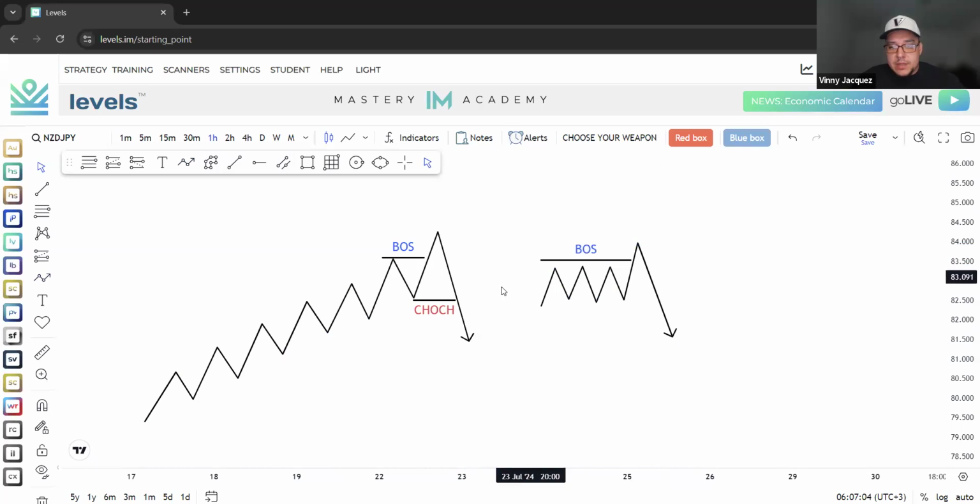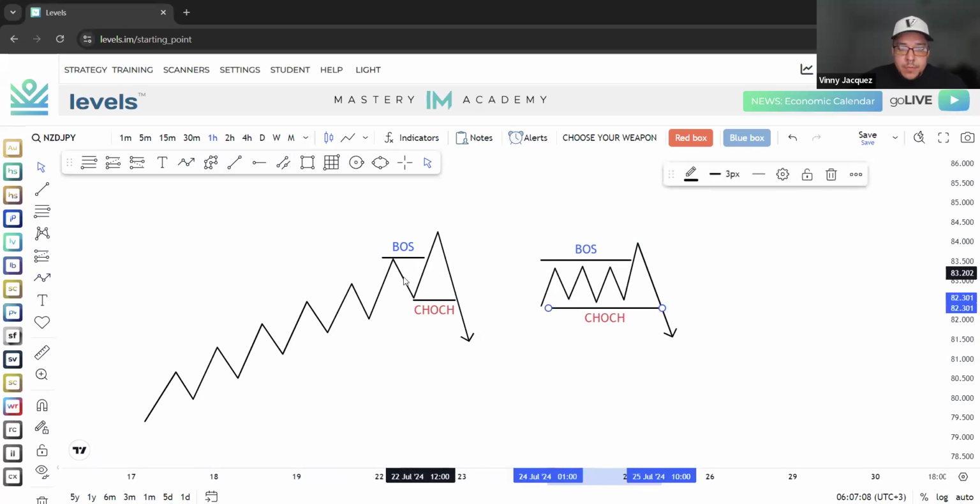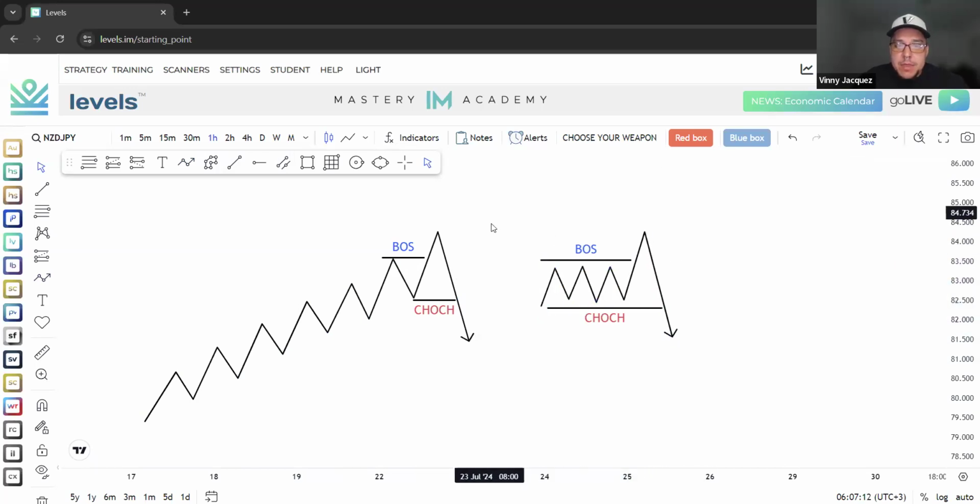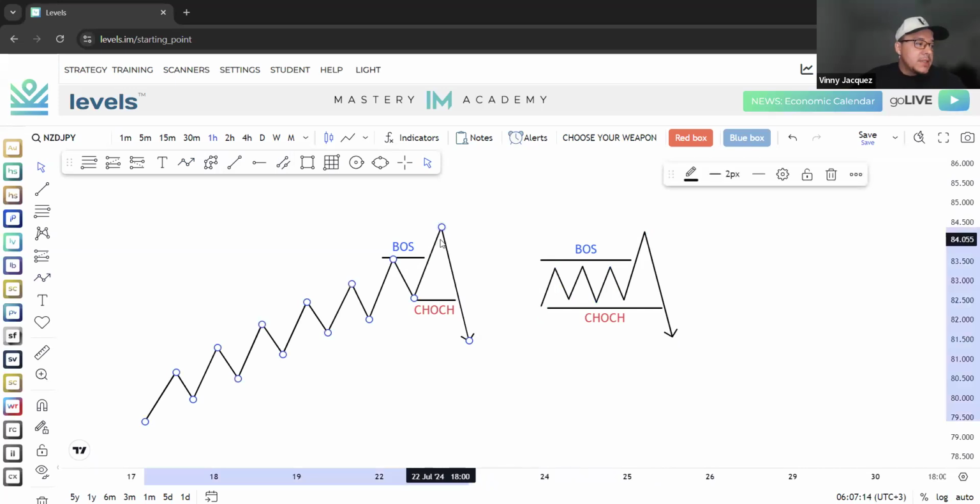Give me a one if this makes sense. Any one of these setups, whether it's cleaner market structure or it consolidates a little bit, that is completely fine. It is the same thing. Give me a one if that makes sense, and give me a question mark if you are lost right now.